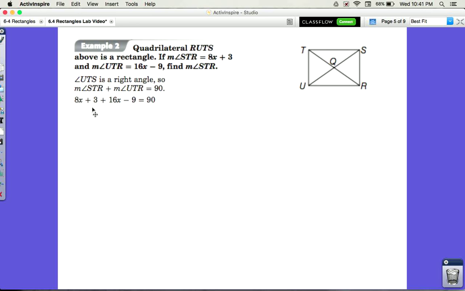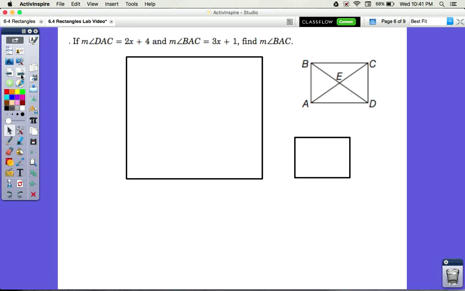So 8x plus 3 plus 16x minus 9 equals 90. If I combine like terms, I get that 24x minus 6 equals 90. If I add 6 to both sides, I get that 24x equals 96. If I divide by 24, I get that x equals 4. But in this case, I wasn't asked to find x, I was asked to find the measure of angle STR. So I need to plug 4 in, and I get that STR equals 35. So again, you should pause the video and try this one on your own.